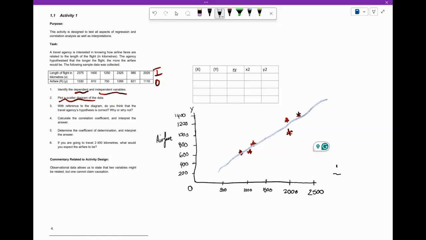Now here it says, with reference to the diagram, do you think the travel agency's hypothesis is correct? Why or why not? So do we think that there is a relationship between travel distance and the cost of the air ticket, or the airfare? Do you think there is a relationship, with reference to the diagram?